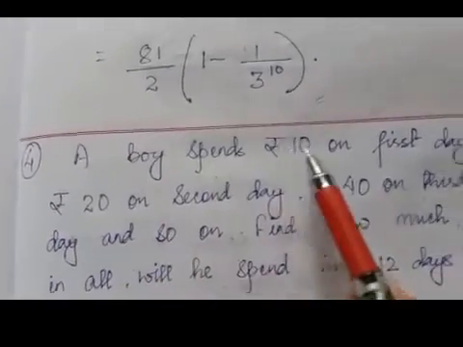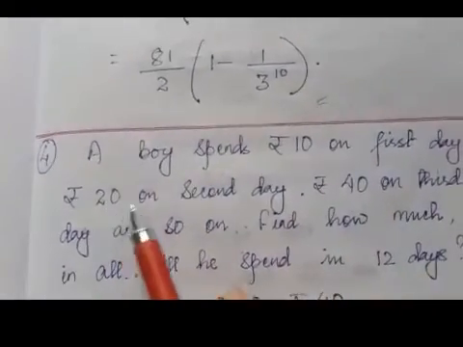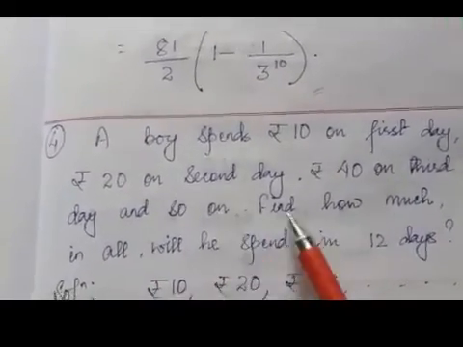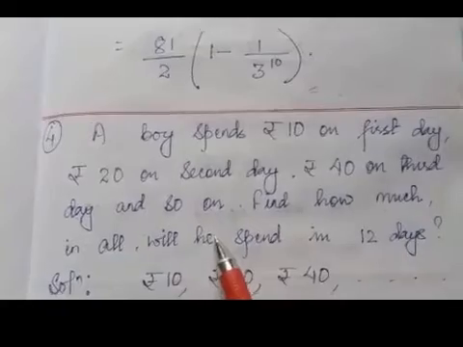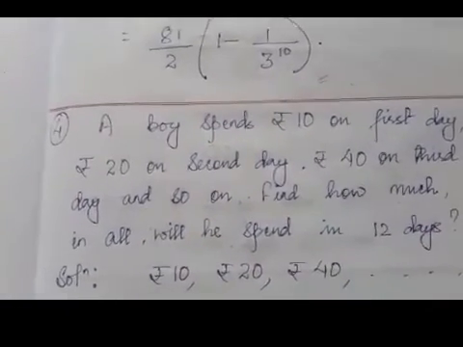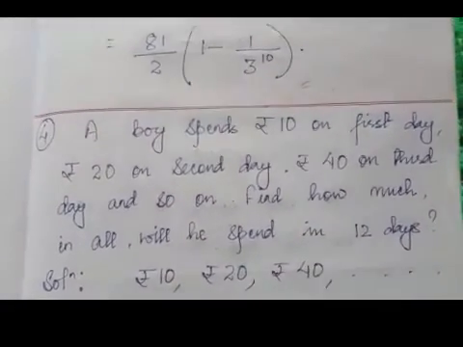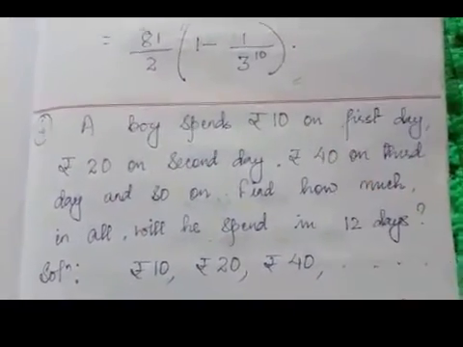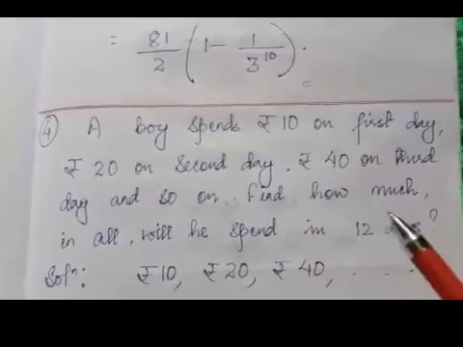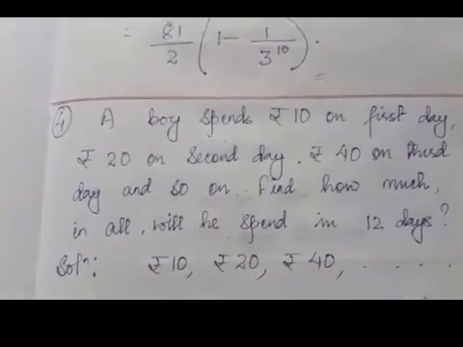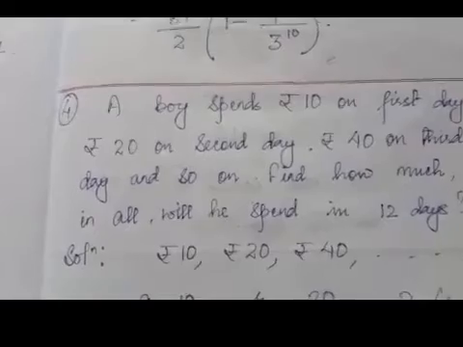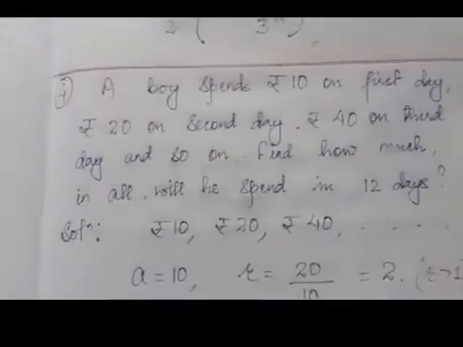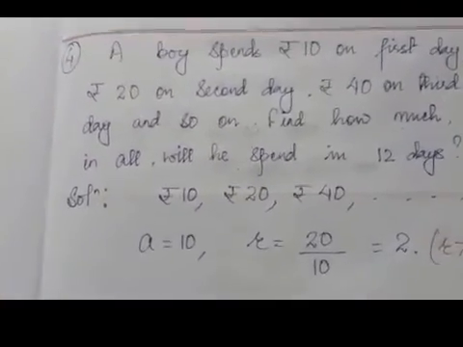A boy spends rupees 10 on first day, rupees 20 on second day, rupees 40 on third day and so on. Find how much in all will he spend in 12 days. So in this question it is given that on first day the boy spent rupees 10. Second day he spent rupees 20. Third day 40. Like that, in 12 days, how much money will he spend? Total money you have to find.